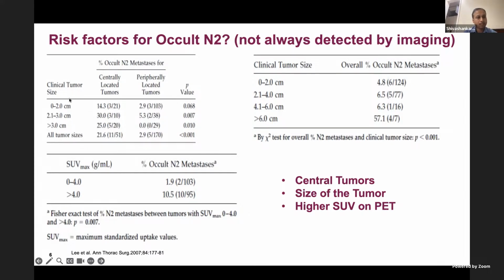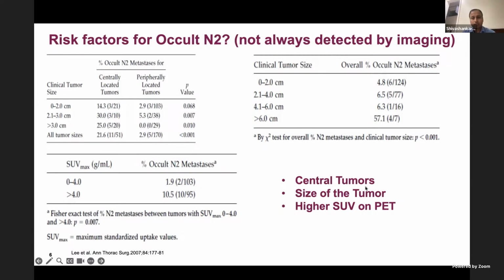And depending upon the T size, the incidence of occult N2 increases from 14% in less than 2 centimeters to as high as 25% if it is more than 3 centimeters. And also in PET-CT, if the SUV uptake is more than 4, then the chance of it being positive will be as high as 10%.